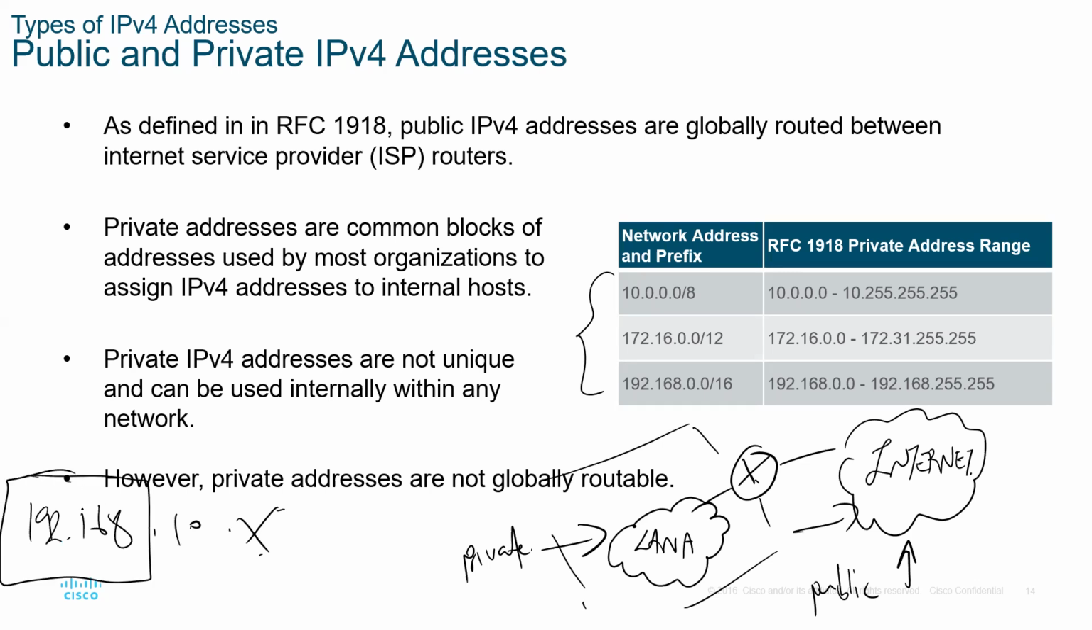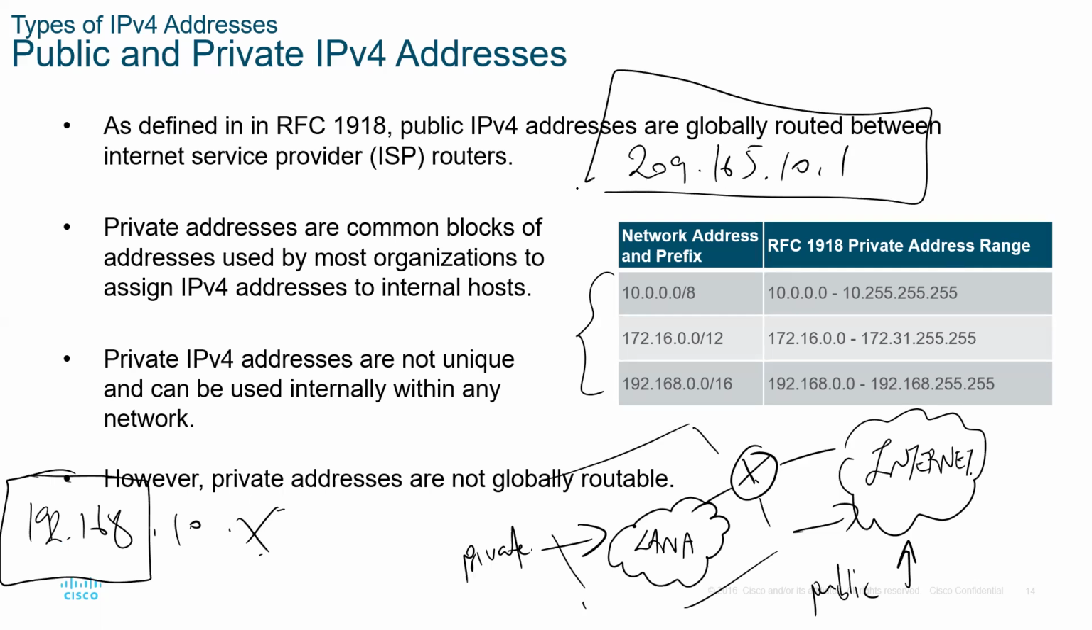Private IP address. Public IP addresses, you probably see 209. I think in the example we did in module 10, there was an example with 209.165, let's say .10.1. That is a public IP address. What it means, it is an address for the internet. It's not a private IP address. Public IP addresses are globally routable. What it means is you can use a public IP address to communicate over the internet.